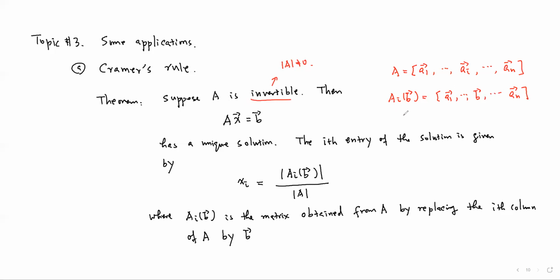This is A_i(b). Then after we get A_i(b), compute the determinant. Determinant of A_i(b) over determinant of A is x_i, the ith entry of the solution of this linear system. Okay, now let me show you one example about Cramer's rule.